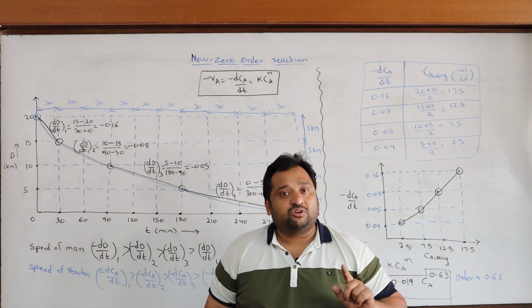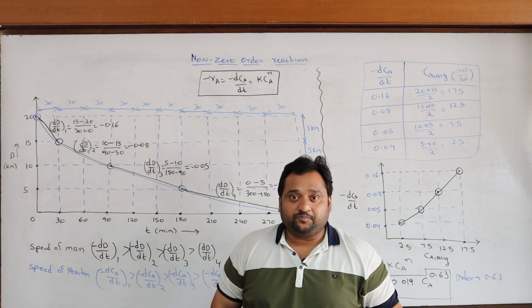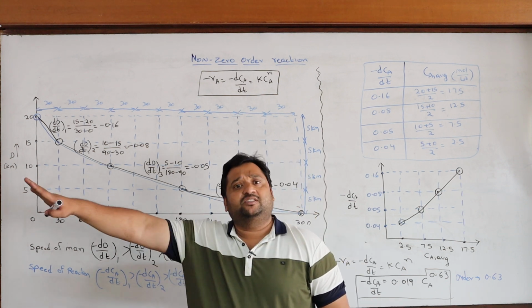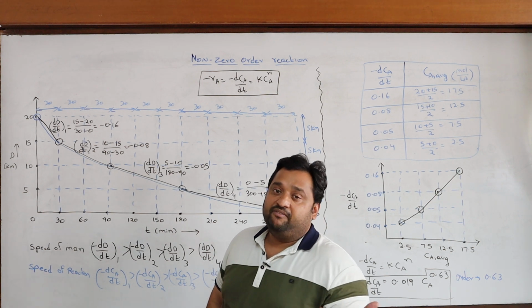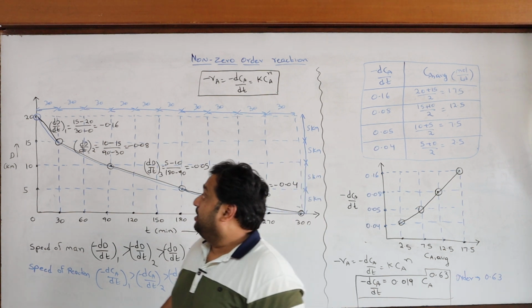These kinds of situations are called non-zero orders. In zero order, the velocity is the same everywhere. For the non-zero orders, the velocity will change.